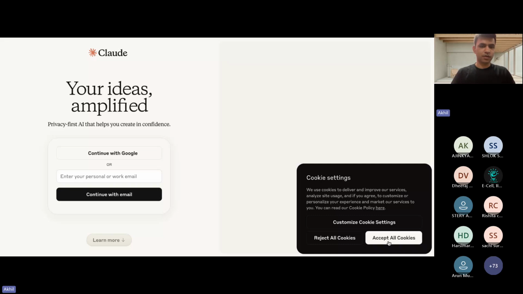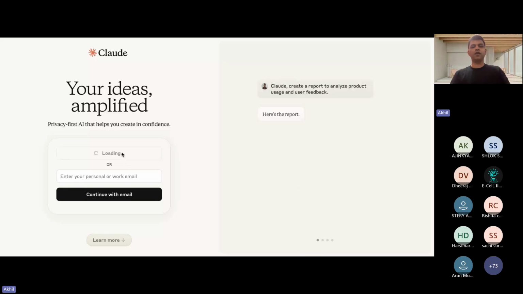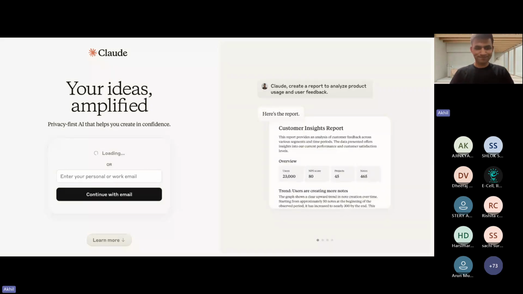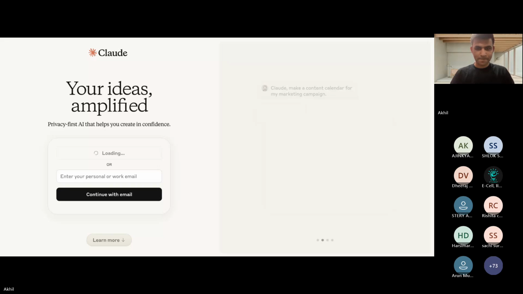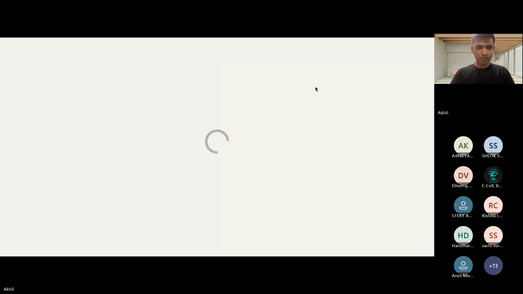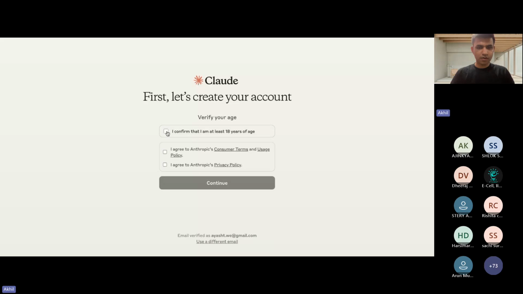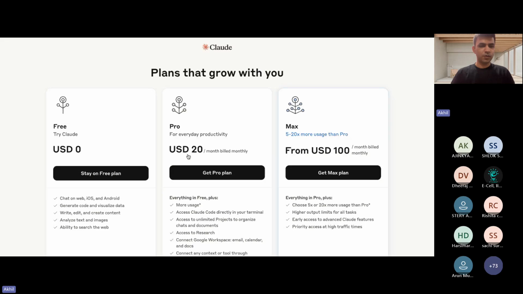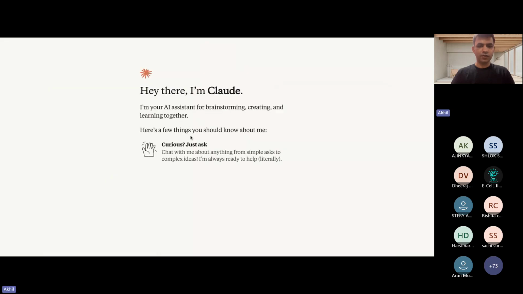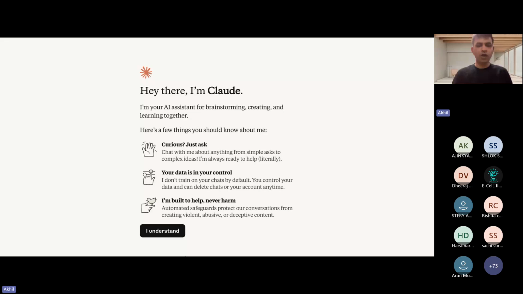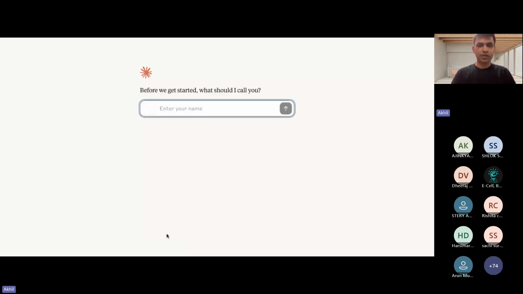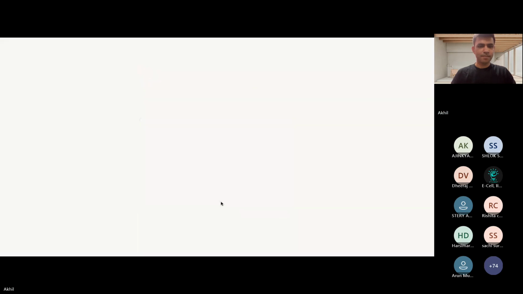Let me start with this. Probably from this account, I'm using Claude for the first time. Staying on the free plan. This is an alternative to ChatGPT if you want to use it. It's taking so much time. Okay, now I should be on the interface.